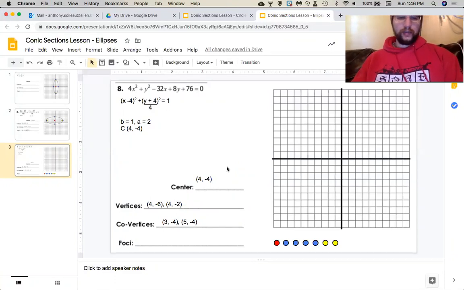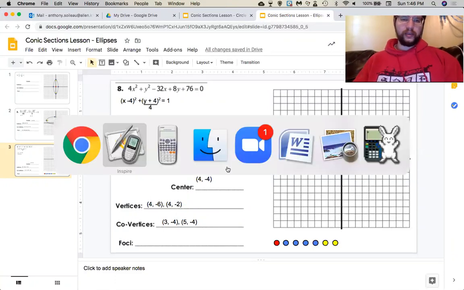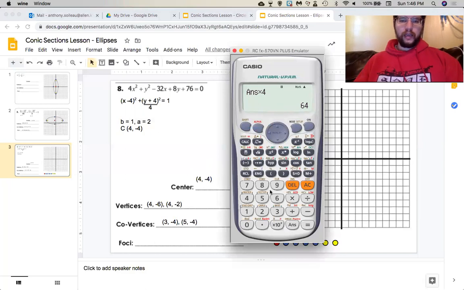Foci, again, I'm not too terribly worried about it, but let's do it anyway. A squared minus b squared, and I take the square root of that. I get square root of 3. Again, I'm going to store that to a, because why not? Makes it easier on me in a second. It's a vertical ellipse, because A is over here underneath the y, because A is the bigger one. So I need to change the y values for my foci. So 4 is going to be the x-coordinate.